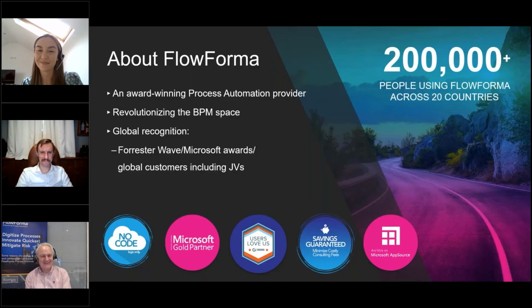I could talk a lot about how FlowForma is built. So finally, to say that we've got over 200,000 users. It's used across the globe in a whole variety of scenarios. And that wide coverage has helped evolve the product over the years, so that it can cater for a very wide range of business process scenarios at this stage.